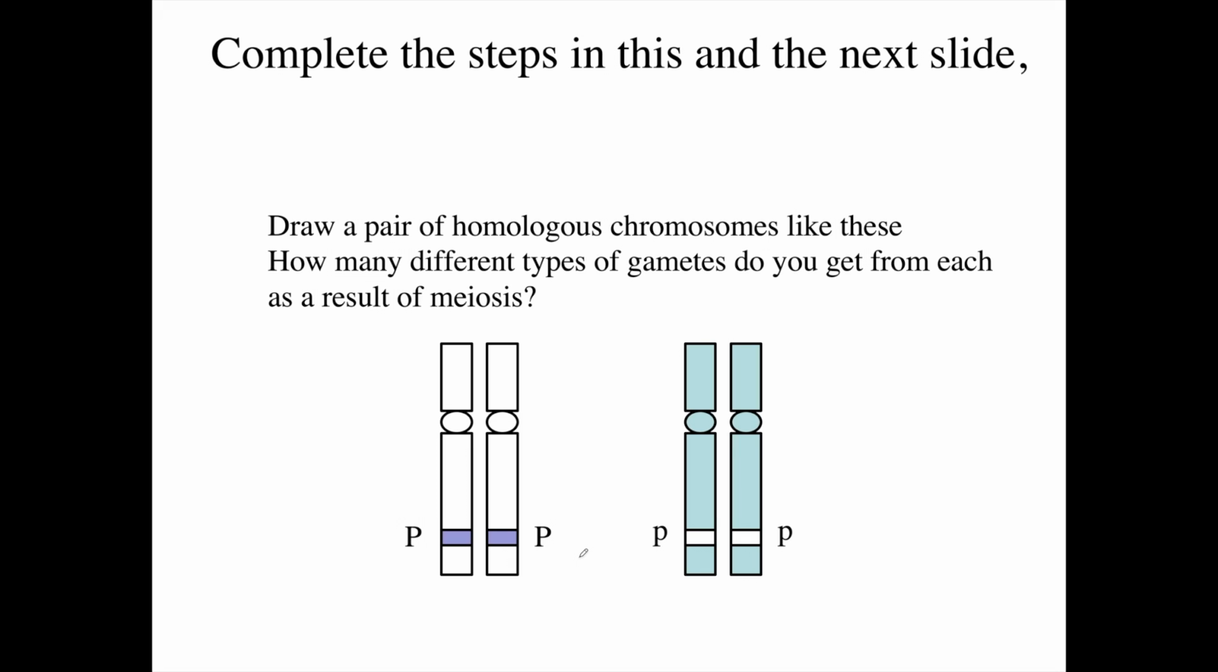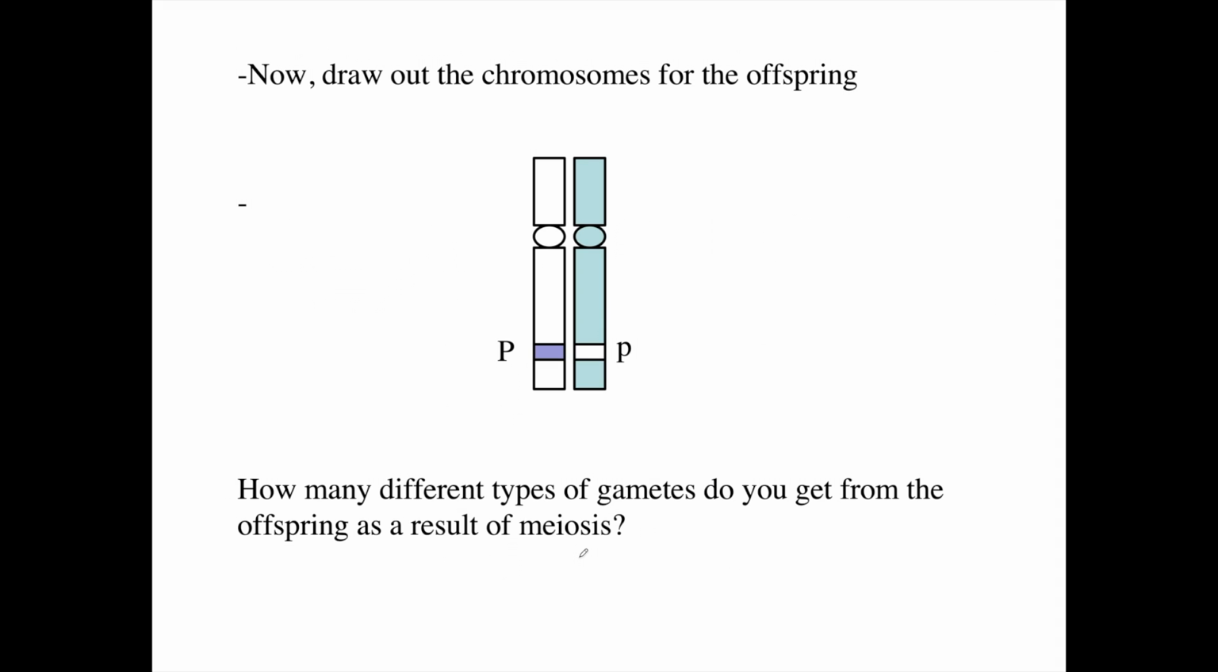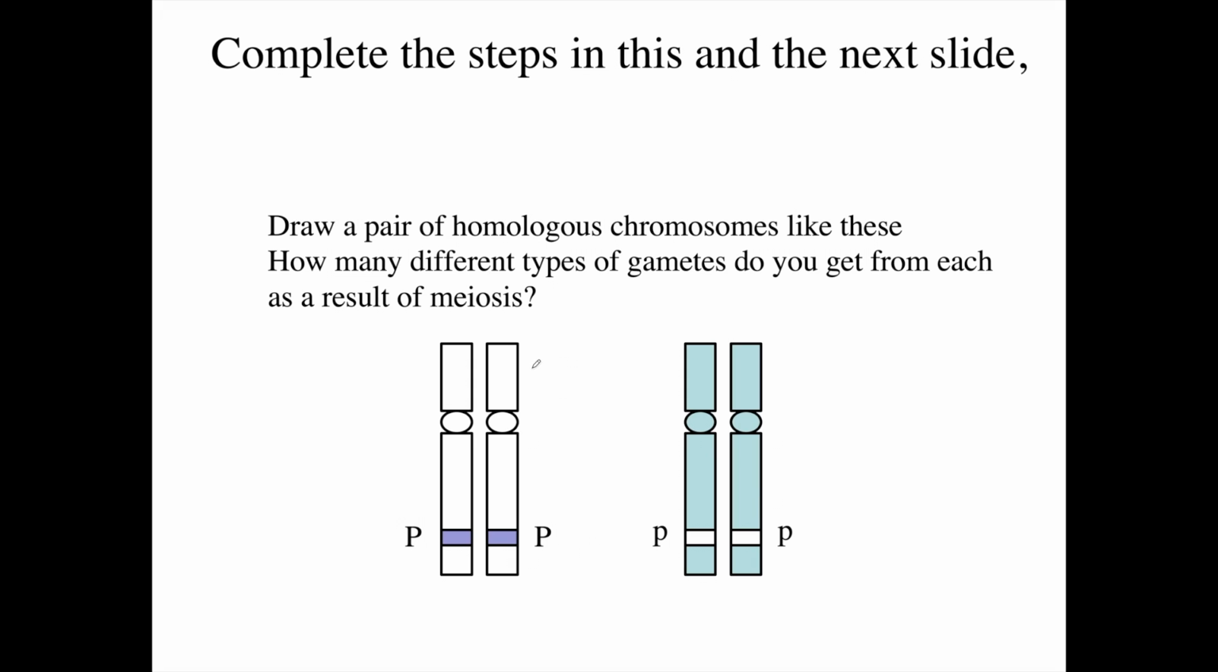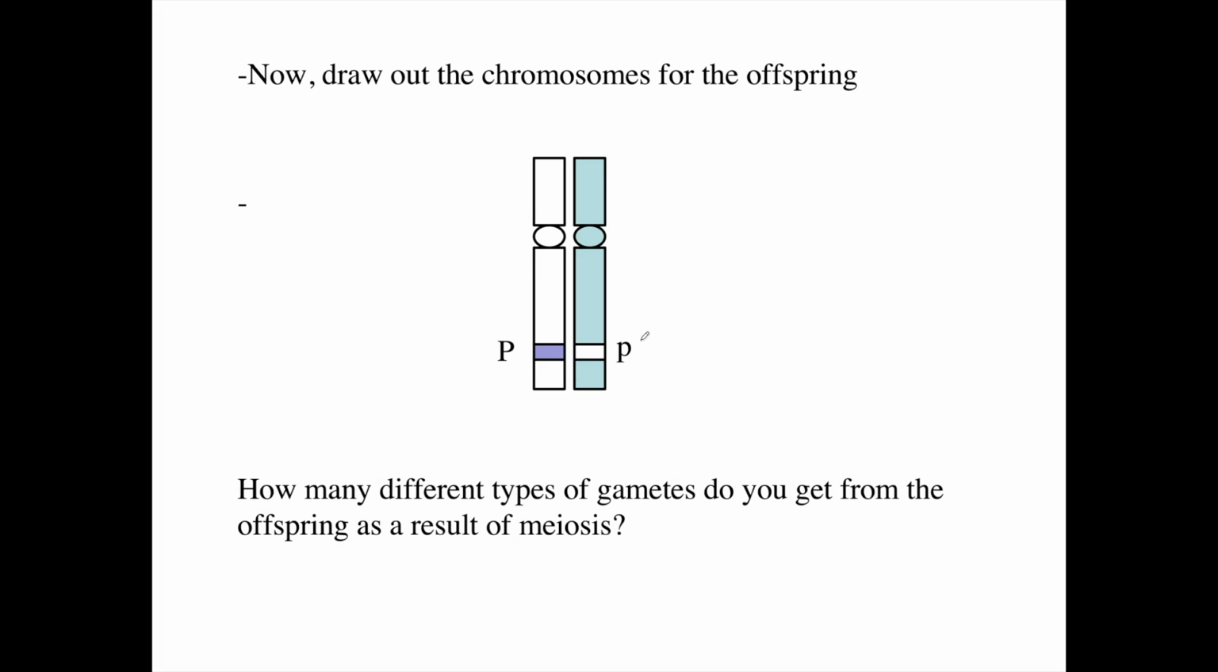Now, here's a little exercise for you to better grasp these concepts. It's really not extra credit or something. It's just for you to learn, to maybe stop the video and complete the steps in this and the next steps. For this one, I want you to draw a pair of homologous chromosomes like I've drawn, and then figure out how many different types of gametes you get from each parent. How many different types of gametes do you get from this one? How many from this one? And what will the chromosomal composition be?